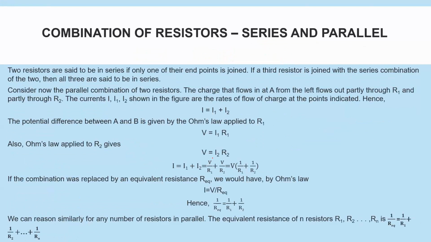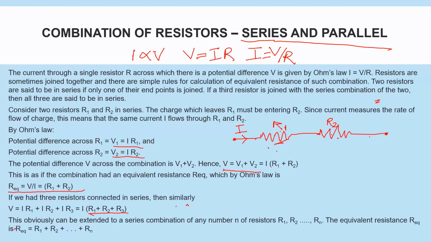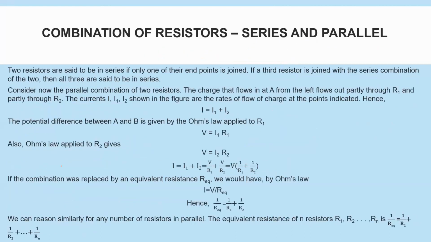Similarly, the voltage drop is directly dependent on the equivalent resistance. If the number of resistors keeps increasing, obviously the equivalent resistance is also going to increase, and the voltage drop across is going to vary with respect to that.